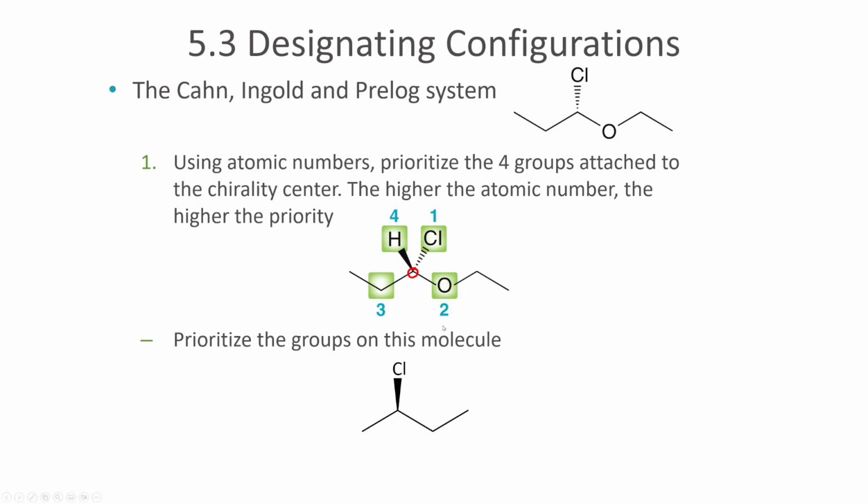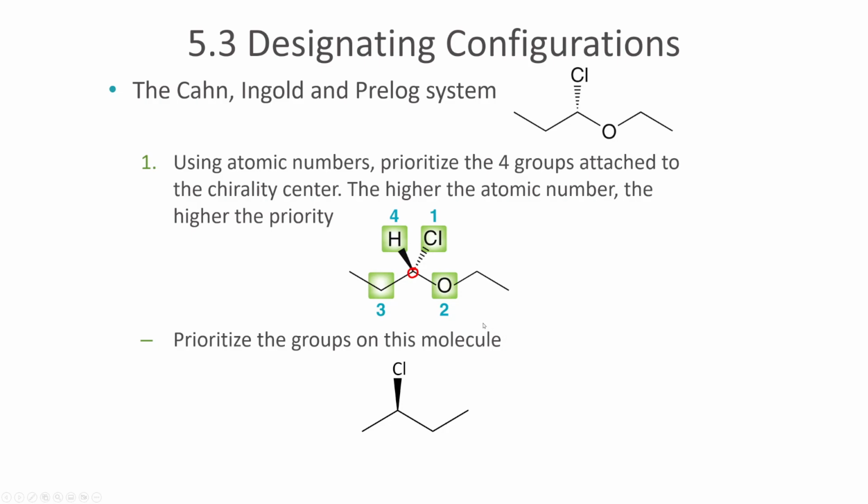And so when we look at this, we can see that the number 1 group here is the chlorine that has the highest atomic number. The number 4 group, the lowest priority, is hydrogen, which has only an atomic number of 1. And then oxygen has a higher atomic number at 8 than carbon at 6. And so it has a designation of 2, and the carbon has a designation of 3.